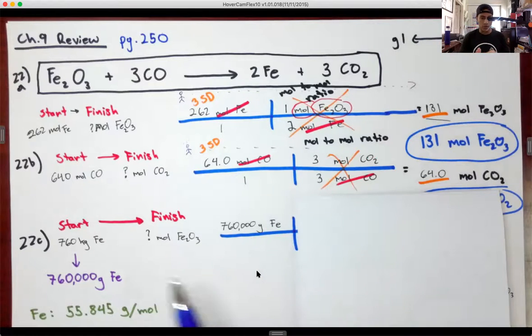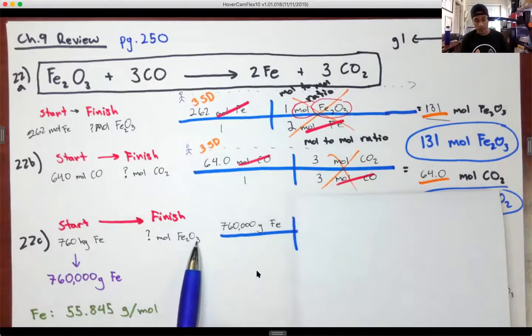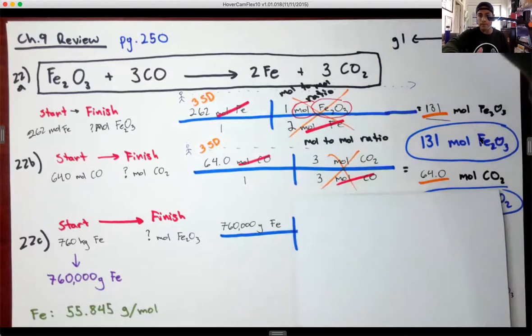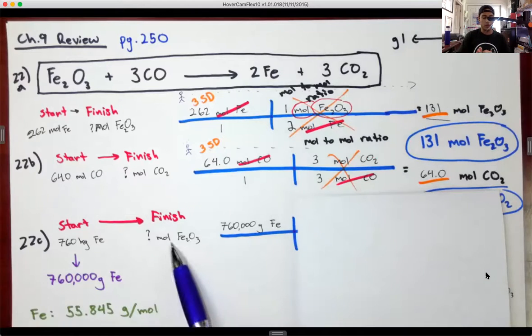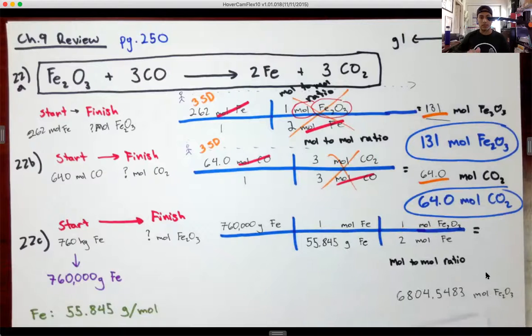If you set up your bridge notation, you will know that you're going from grams, so from mass, to moles of a different molecule, okay? So you start with grams of molecule 1. You need to convert to moles of molecule 1, then make the jump to moles of molecule 2, because moles of molecule 2 is what you want to finish with, okay? So we're going to have to make a bridge with two columns, right? We have one column here and we have another column here, and that's exactly what we did, okay?